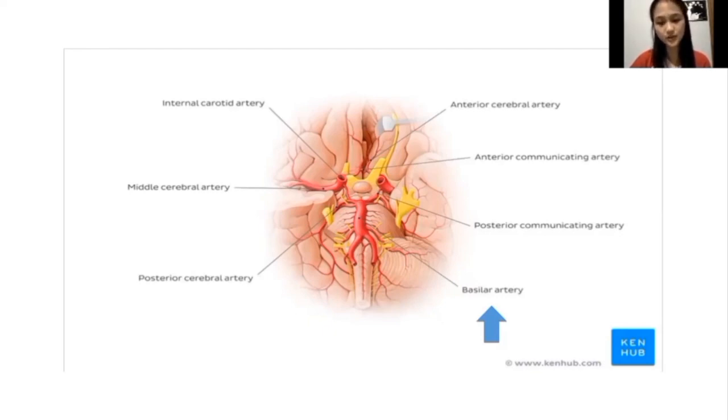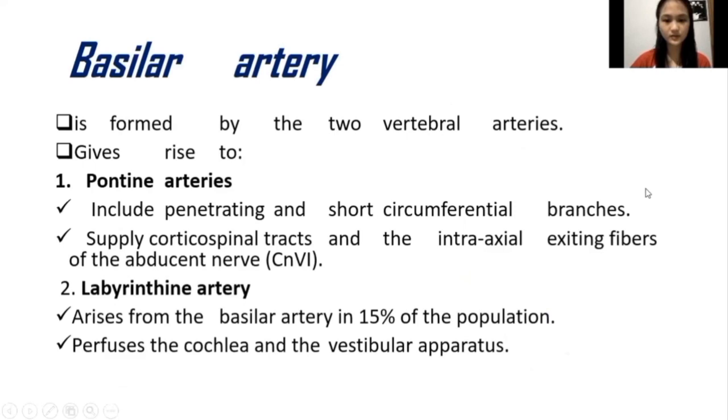Along its course, this artery gives off 5 major branches that include the anterior inferior cerebellar artery, internal auditory or what we call labyrinthine artery, superior cerebellar artery, pontine and posteromedial arteries. The vessel then terminates at a bifurcation where it gives off the paired posterior cerebral arteries that contribute to the circle of Willis. So again, the basilar artery is formed by the two vertebral arteries.